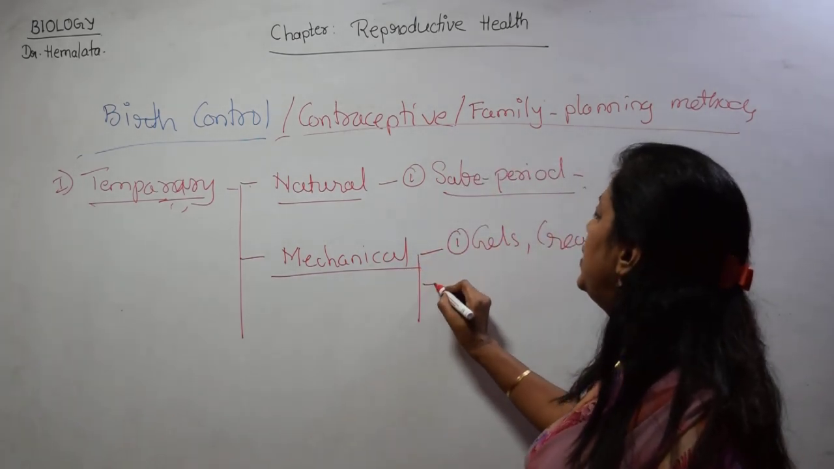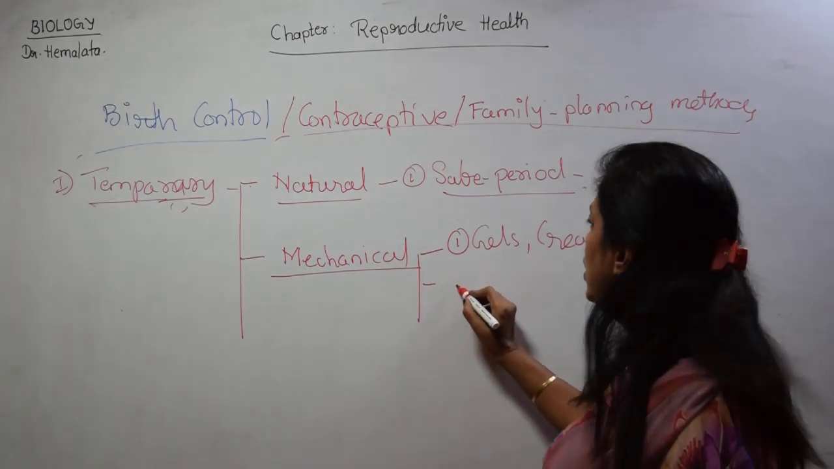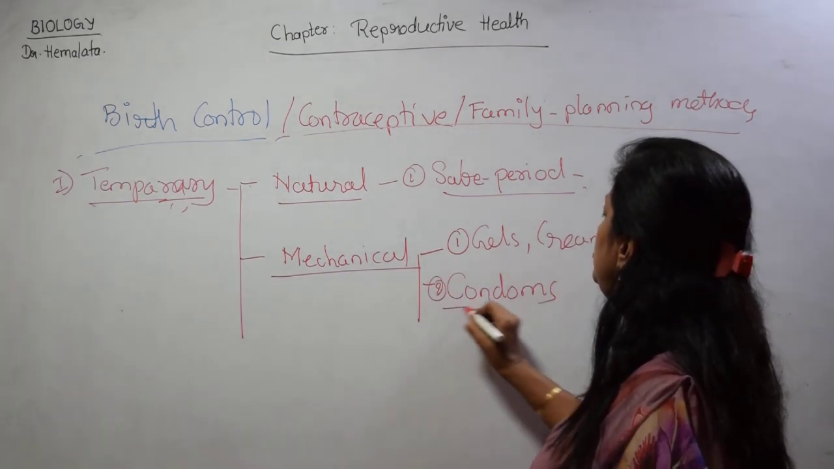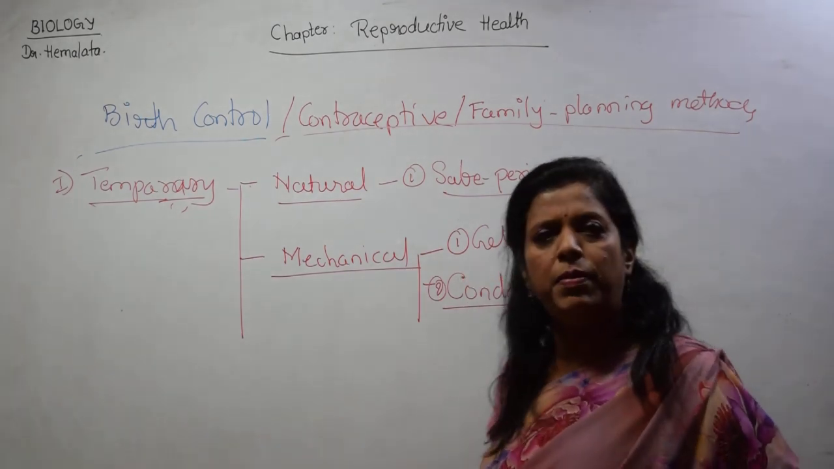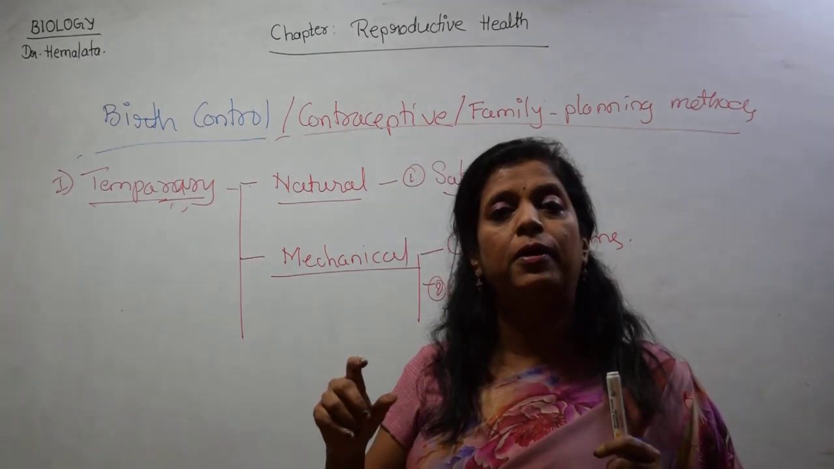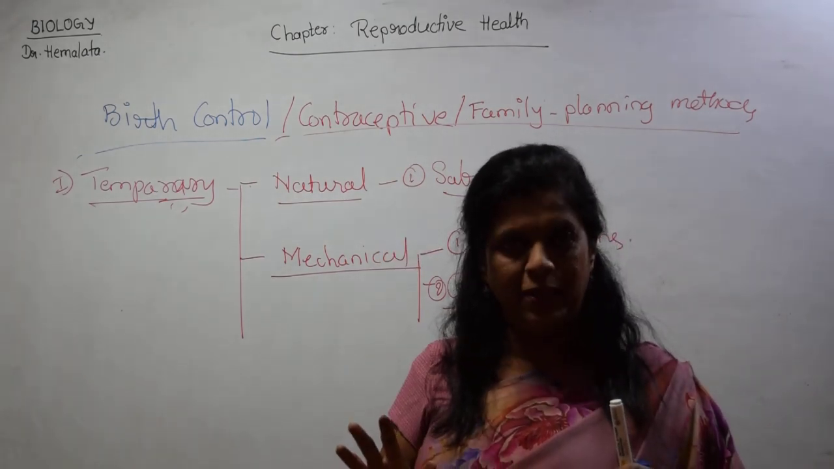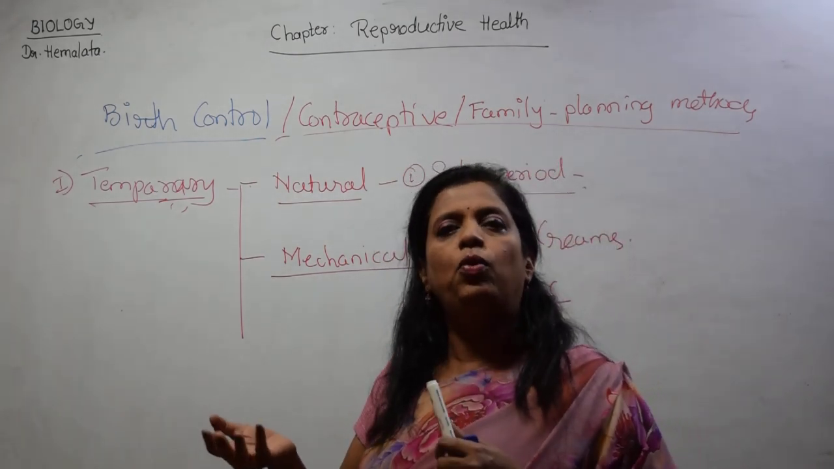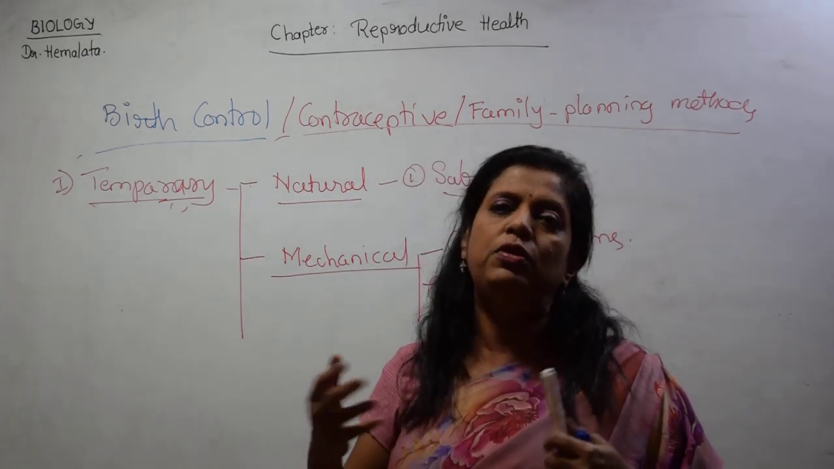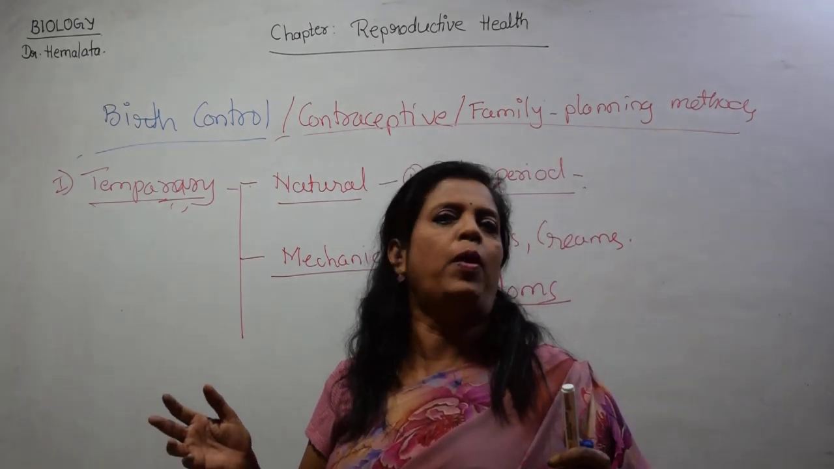The second method in the mechanical way of contraception is using condoms. One more question they may ask you: what are condoms? Condoms are thin, elastic, rubber-like, sac-like structures. They have to be rolled over the erect penis, so that during intercourse, although sperms are released, they will be trapped in the condom itself, so that the condom can be thrown away later. This is the safest and most popular method.